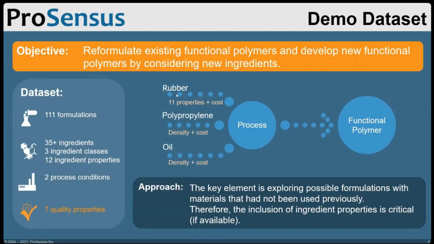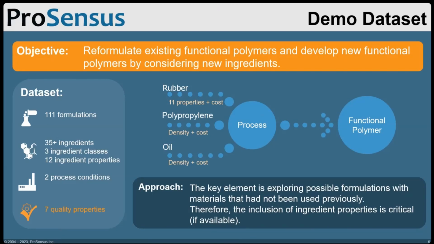So here is this demo data set that some of you may have seen in the past if you've listened to our past webinars. The objective in this data set is to reformulate existing functional polymers and develop new functional polymers by considering new ingredients. So this process combines 3 different ingredient types, or classes of ingredients: rubbers, polypropylenes, and oils, in a relatively simple process to create functional polymers.